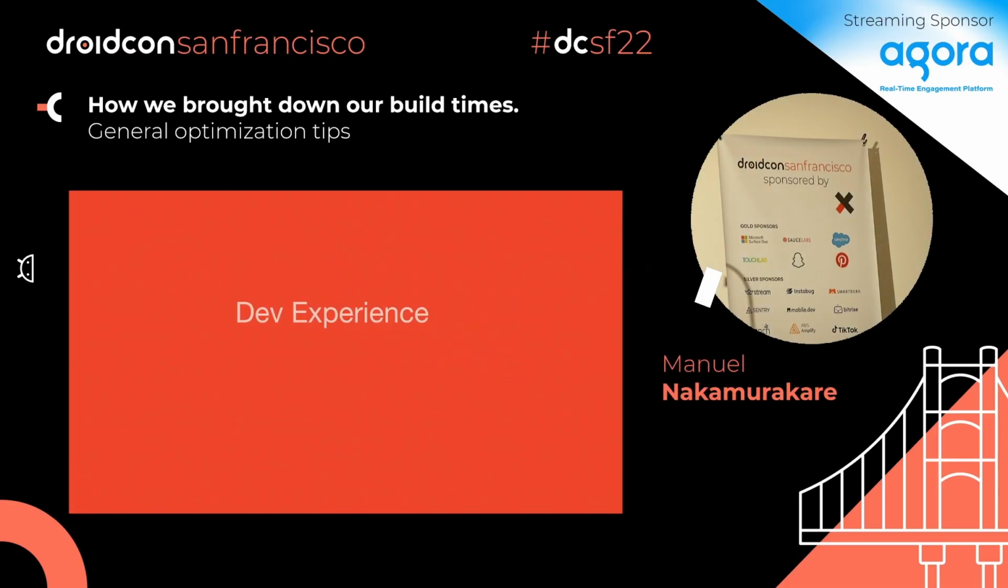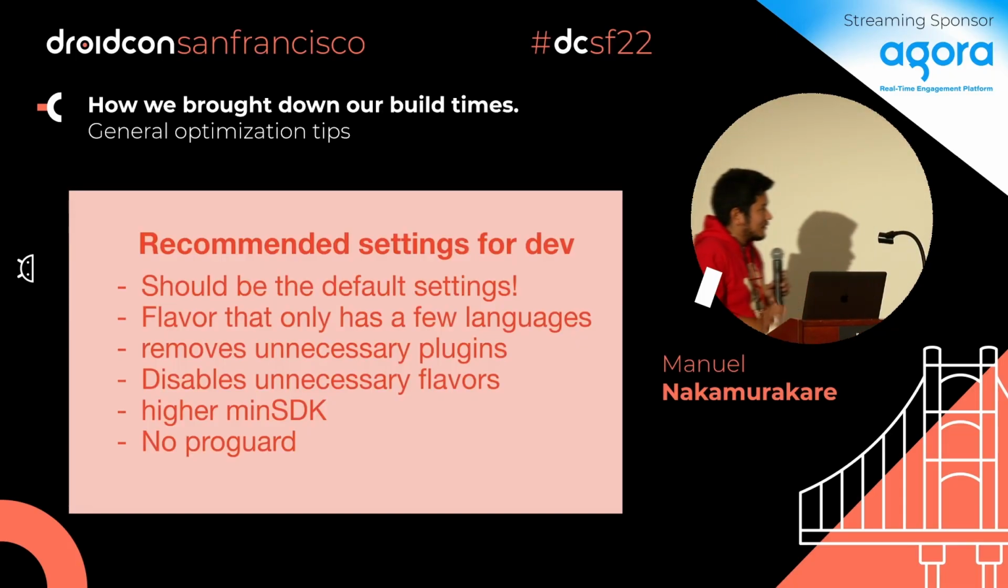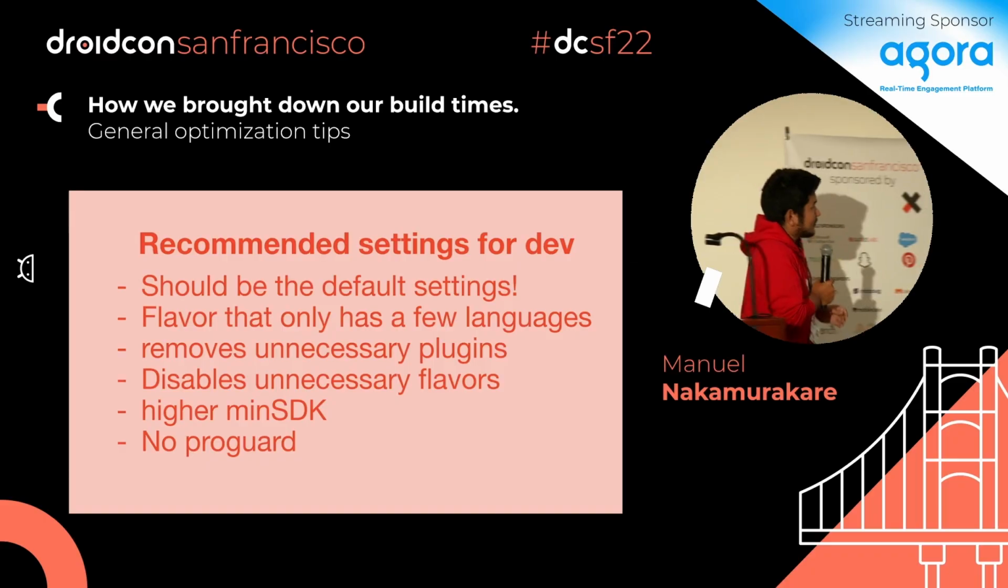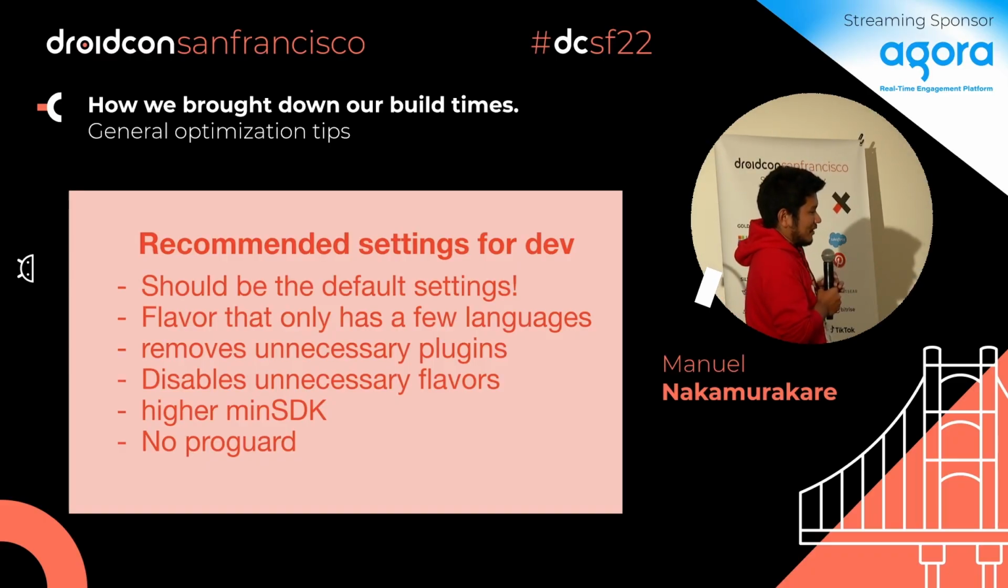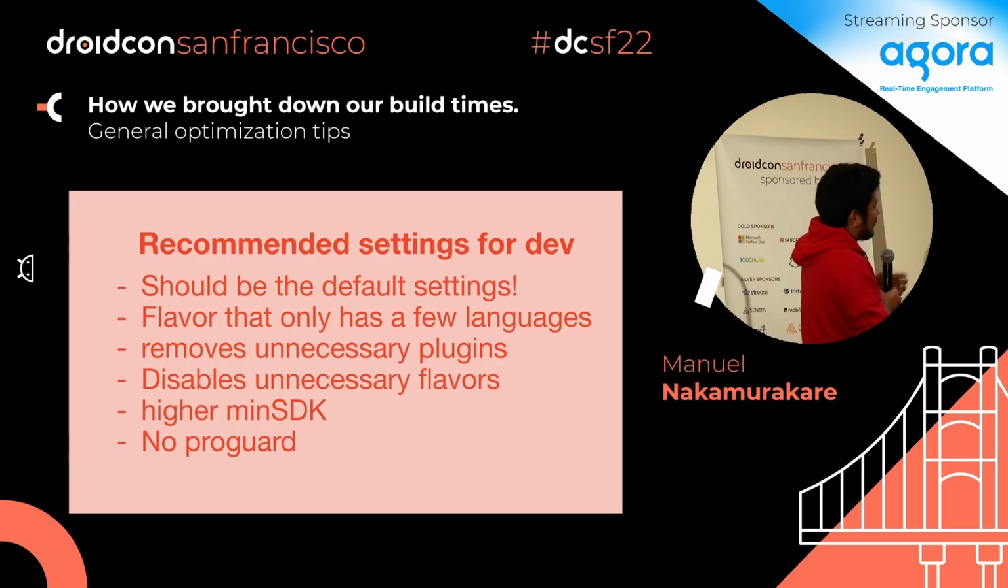This is the last category of improvements that we found, the dev experience. In this one, in our case, we have a recommended setting for development. In this special setting, we cut down the number of languages that Pinterest supports as a platform. Instead of having 20 plus, we just have a couple. We remove some unnecessary plugins. For example, we have a plugin for bugs, but those are not really needed during development, so we disable that.